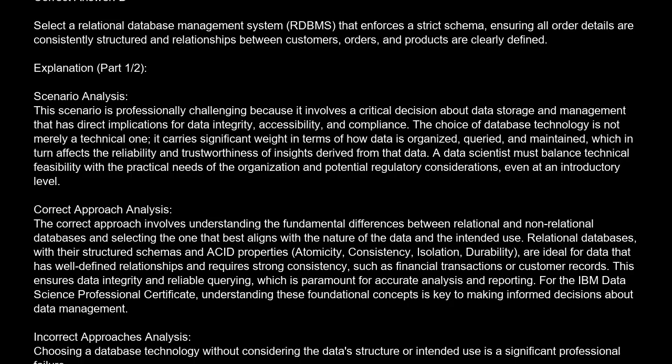Correct approach analysis. The correct approach involves understanding the fundamental differences between relational and non-relational databases and selecting the one that best aligns with the nature of the data and the intended use. Relational databases, with their structured schemas and ACID properties, atomicity, consistency, isolation, durability, are ideal for data that has well-defined relationships and requires strong consistency, such as financial transactions or customer records. This ensures data integrity and reliable querying, which is paramount for accurate analysis and reporting. For the IBM Data Science Professional Certificate, understanding these foundational concepts is key to making informed decisions about data management.